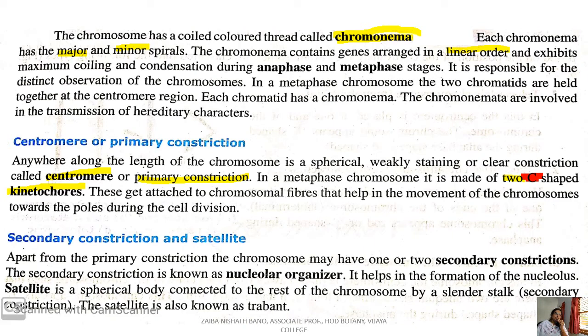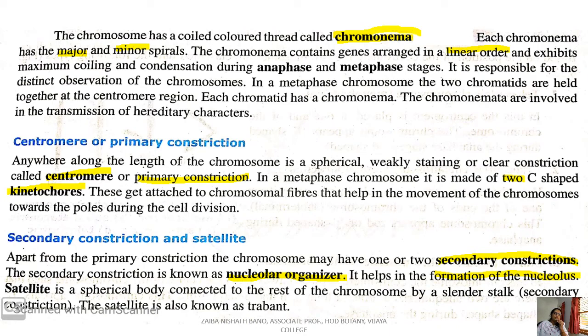Now, in some chromosomes, not in all the chromosomes of the cell, you also find one more constriction. That constriction is called the secondary constriction. Let us understand this. Apart from the primary constriction, you have one or sometimes more than one constriction, which are called secondary constrictions. The secondary constriction is called the nucleolar organizer. We have studied that in cytology. Why is it called the nucleolar organizer? Because it helps in the formation of the nucleolus. You know, the nucleolus is a small, dense portion inside the nucleus of a eukaryotic cell.